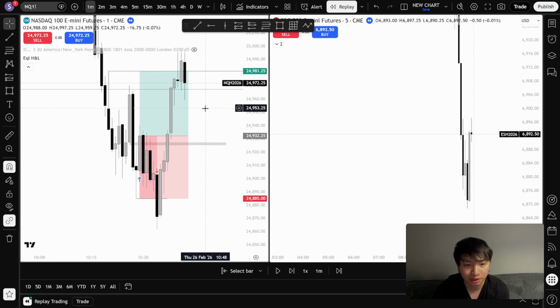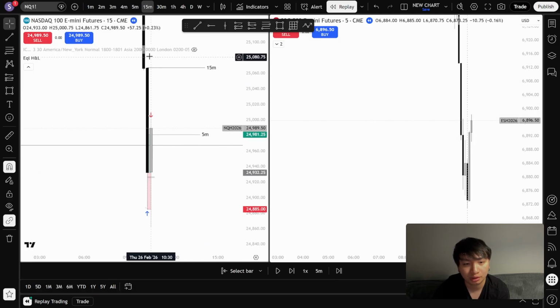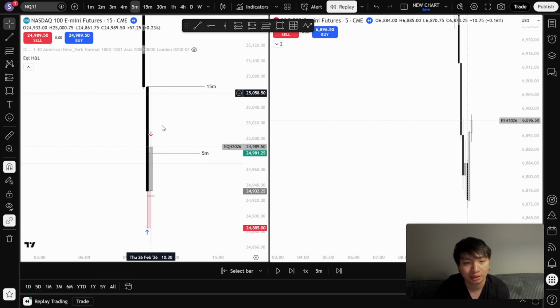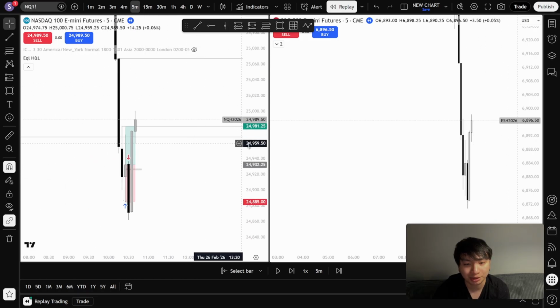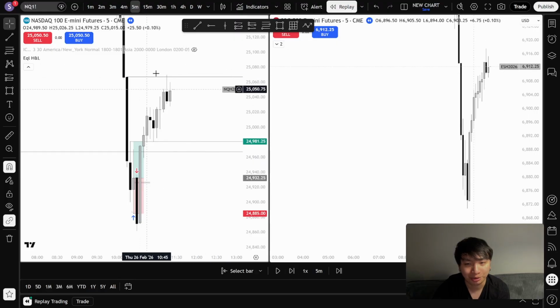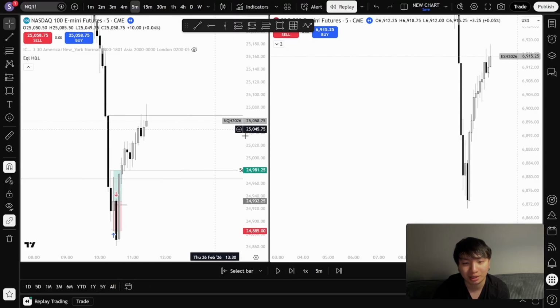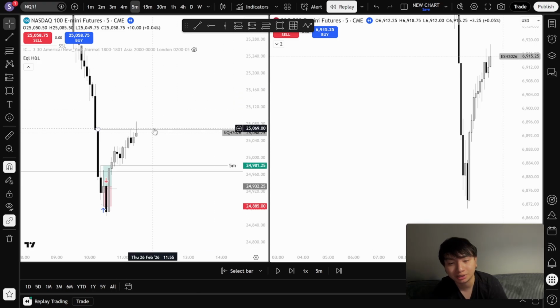So from there, what did I want to see? Well, that 5-minute get filled. So 5-minute above, I believe it was a 15-minute as well. 15-minute above, yeah. So in a way, good draw on liquidity, and we probably could see price sweeping into this as well. Let's see. So yeah, price ends up sweeping into that 15-minute. We want to rebalance equilibrium and our inefficiencies.